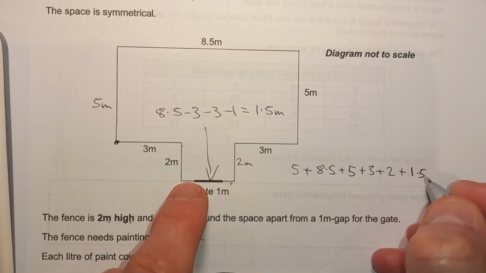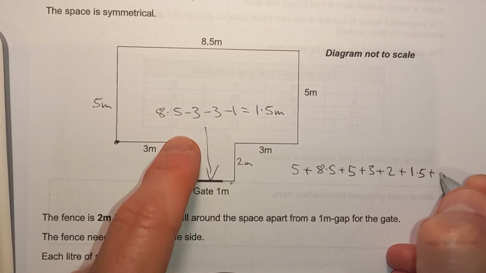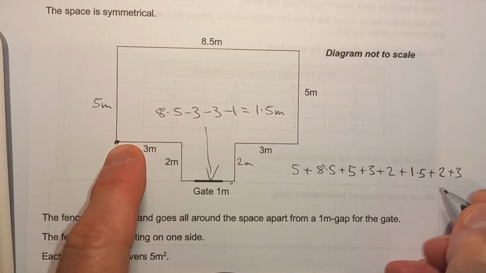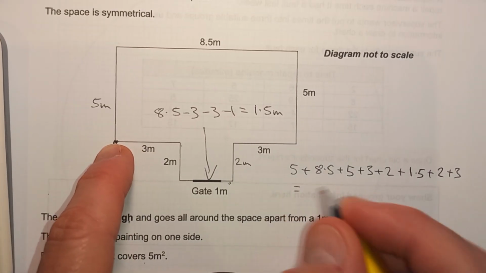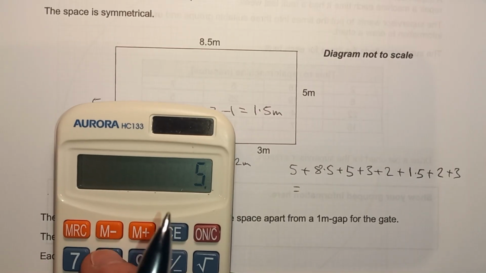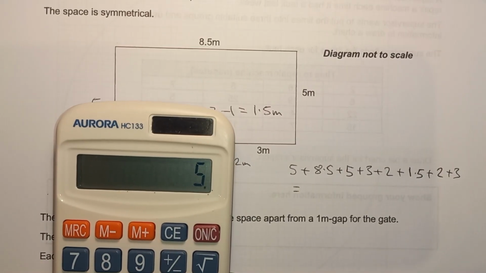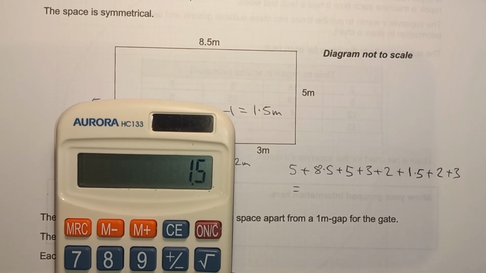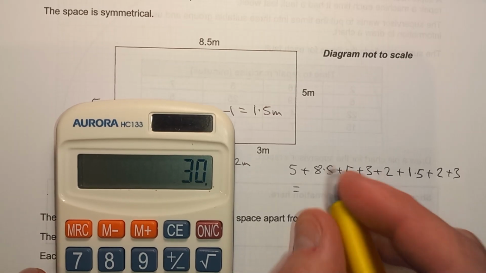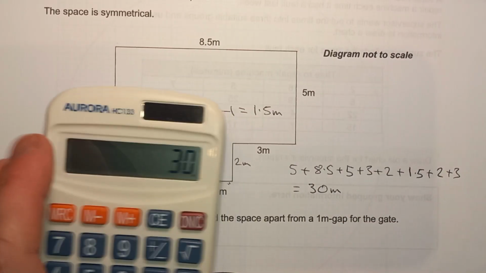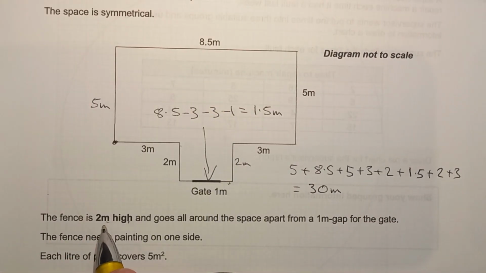That's going to be these two sections together. Then add on 2 here, and 3 metres to get us back to where we started. So we've got 5 plus 8.5 plus 5 plus 3 plus 2 plus 1.5 plus 2 plus 3 gives us 30 metres. But we want the area.